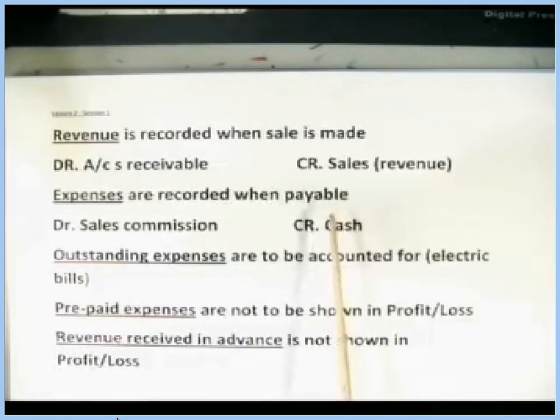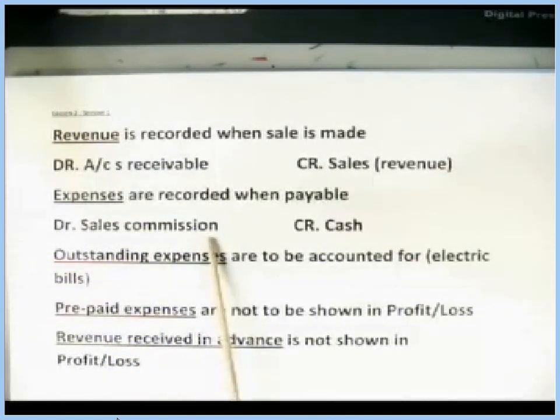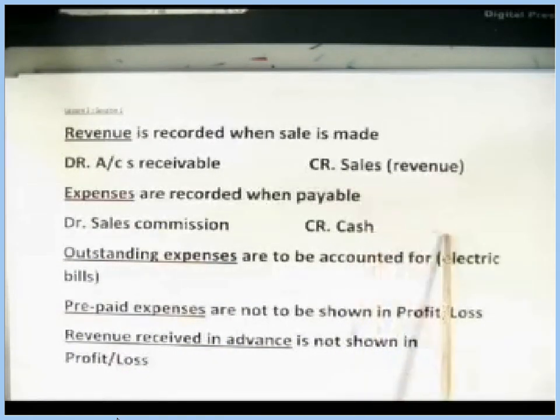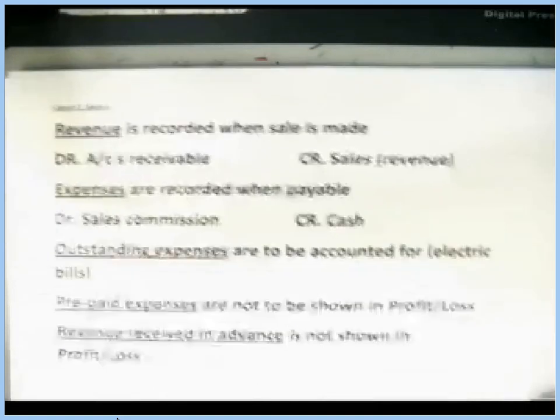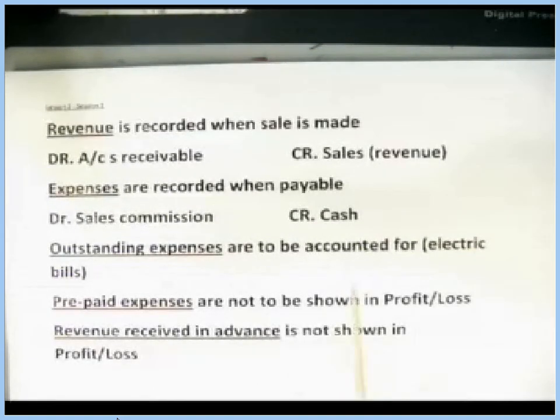Suppose there is a sale, you have recognized the revenue. At the same time, the related expenses, that is sales commission, have to be recorded. So debit sales commission and, instead of cash, credit the expenses payable. Outstanding expenses are to be accounted for. For example, electric bill. I gave you an example, electric bill.